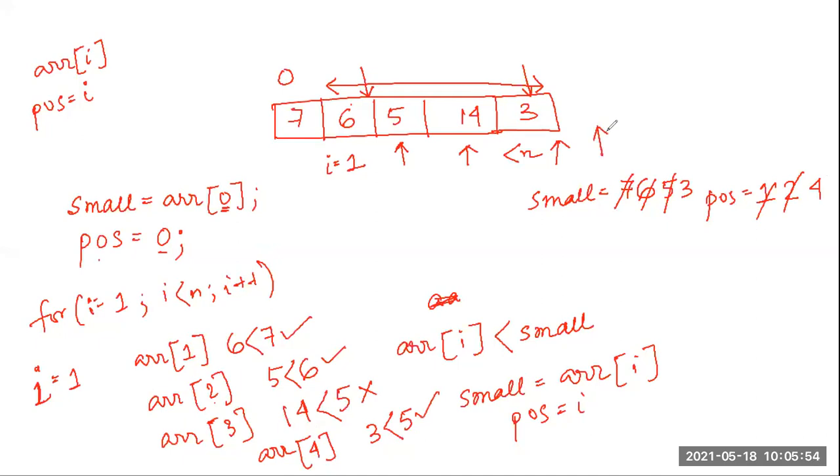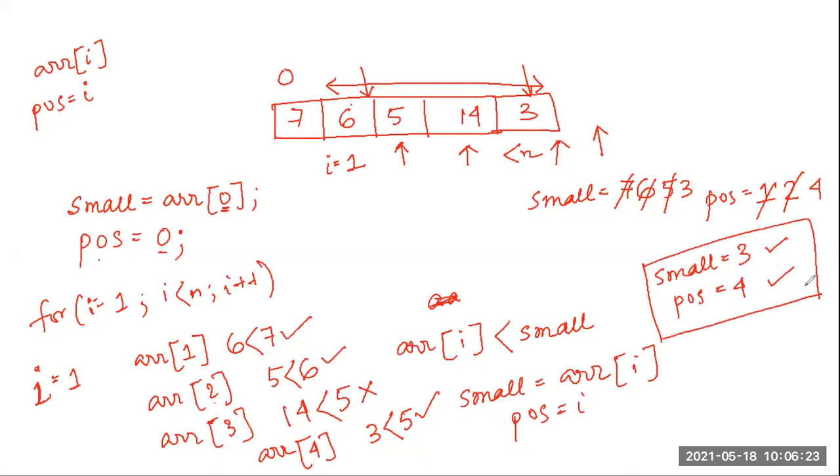This is out of bound, so it will come out of this loop entirely, right? And once it comes out of this loop, the last updated value of small was 3 and the last updated value of position was 4. So it means the smallest value in my entire array is 3 and the position of that 3, that is the index location of that 3, is 4. So this is my final answer after executing the loop. Is this concept clear?